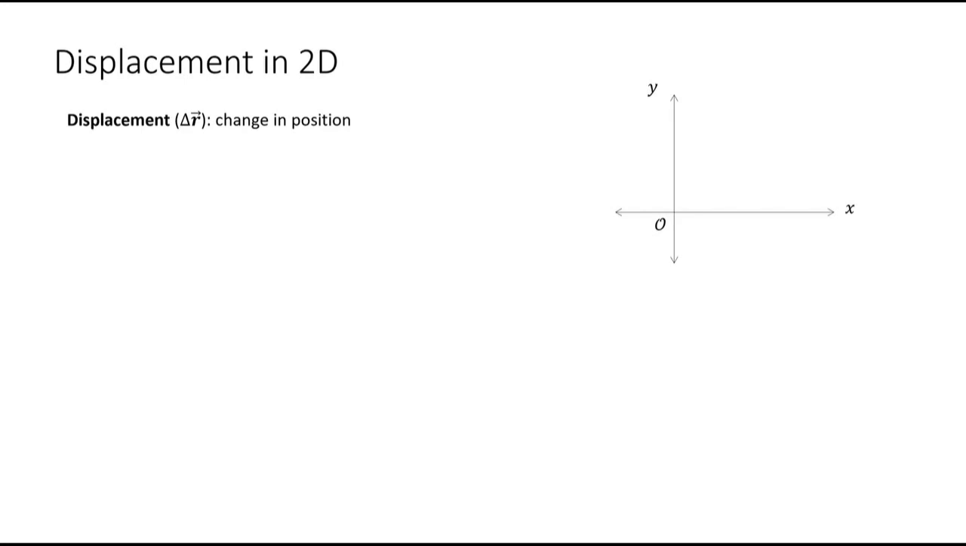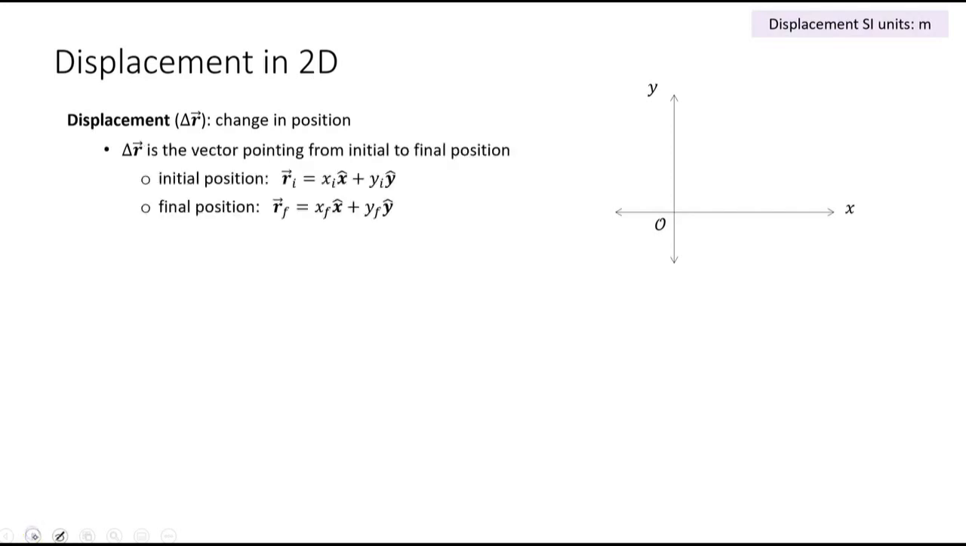Okay, so next up let's talk about displacement in 2 dimensions. So remember when we were talking about displacement in 1 dimension, we called it delta x because the change in position was always happening in the x direction. Now we're allowing our general change in position to happen in any direction, so we're going to call displacement delta r. Okay, it has dimensions of length, and so it's going to have SI units of meters, just like position.